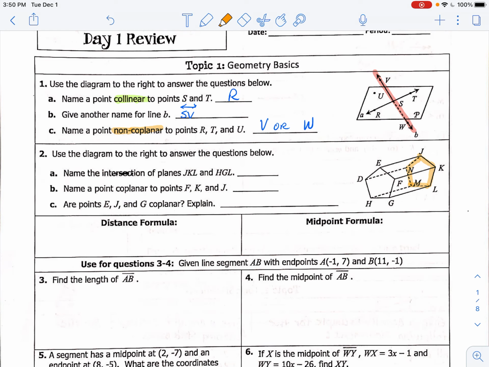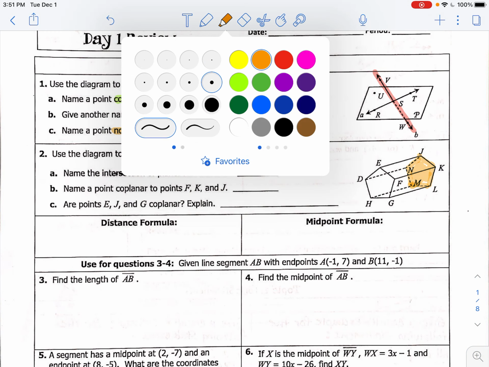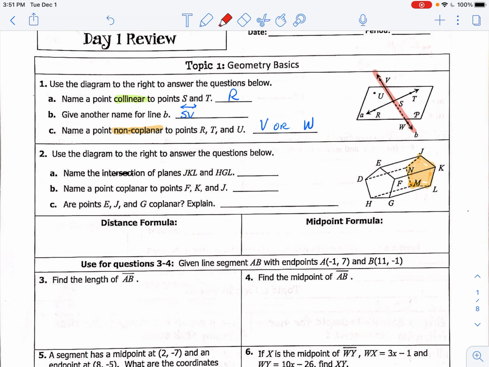And we're looking at HGL. So let's see, HGL. HGL looks like it's the base of this prism. And so the intersection would be this line right here from, I guess that's going to be kind of hard to read that, but ML. So we could say line ML.